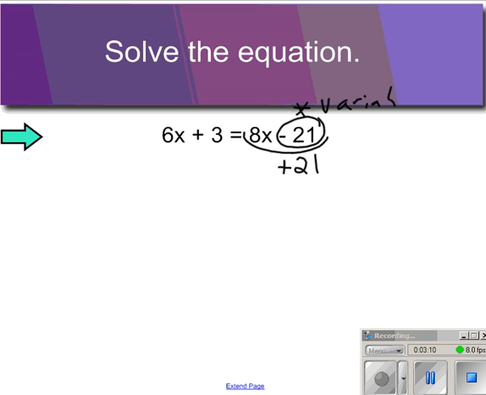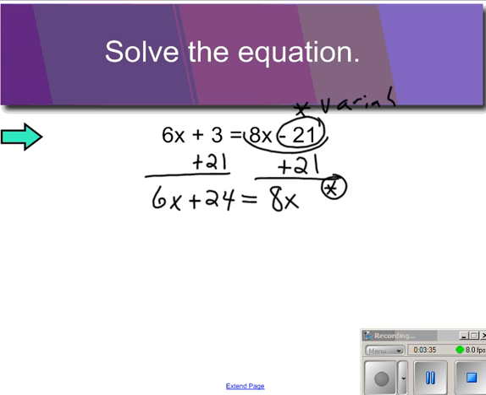And like we've talked about before, what I do to one side, I do to the other. I'm going to add 21 to this side. I am then going to have 8x on this side, and over here I still have my 6x added to 24, and my equal sign. Now you can see I have my variables on both sides, and I've already indicated I want my variable to be isolated on this side.